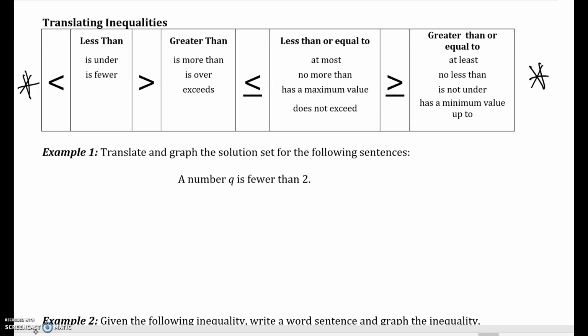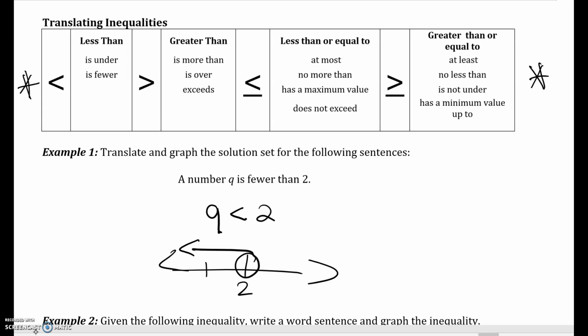Okay, so example 1, translate and graph the solution set for the following sentence. A number q, which just is saying use q for your variable, is fewer than, less than 2. So how do I graph that? I put a 2 on my number line, arrow to the left, and I might put a 1 and a 3. So 1, 2, 3, right?